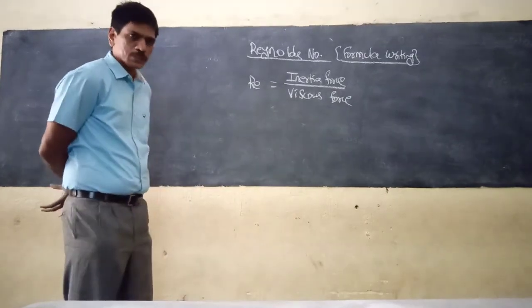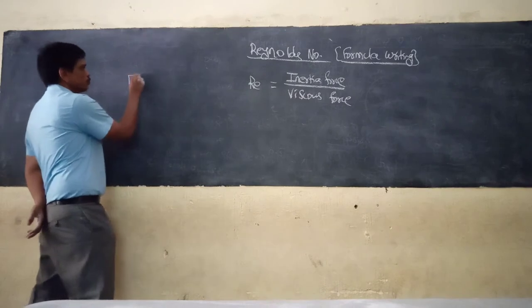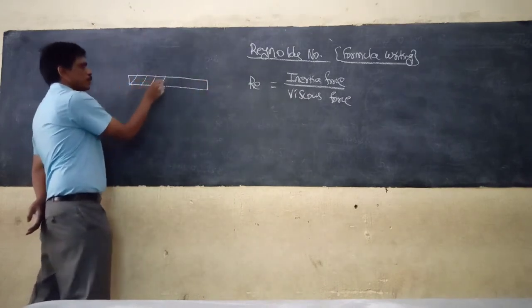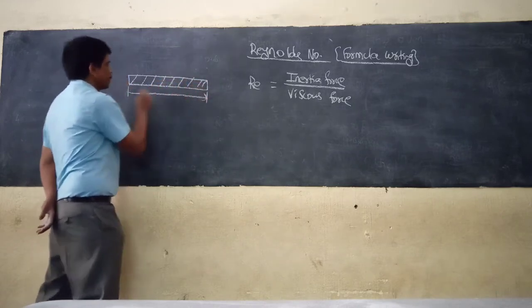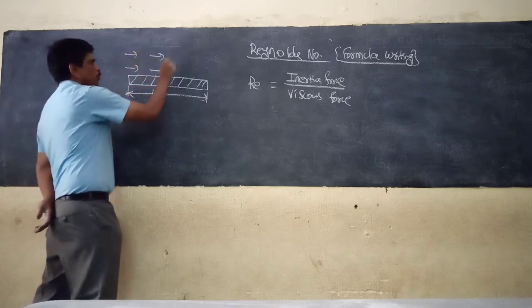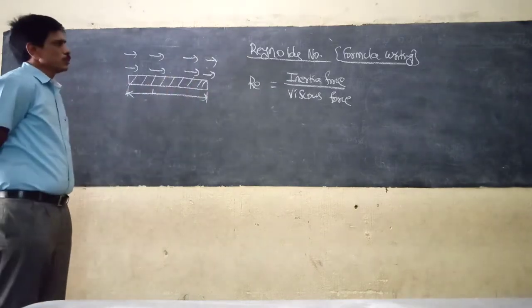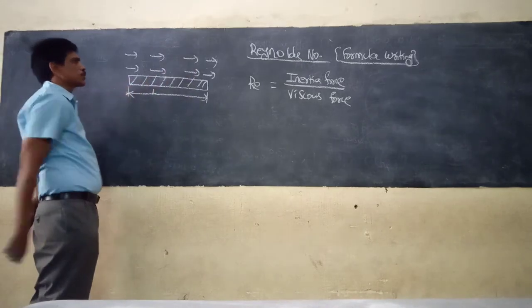That is our task. So please consider the fluid flow over a plate. So I consider a plate. The plate is of length L, over which the fluid particles are moving. What is meant by Reynolds number? In the numerator, the inertia force.